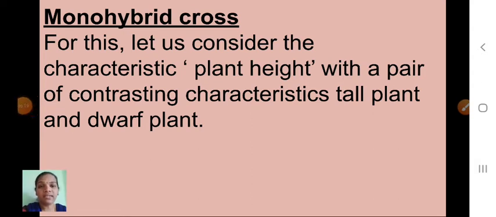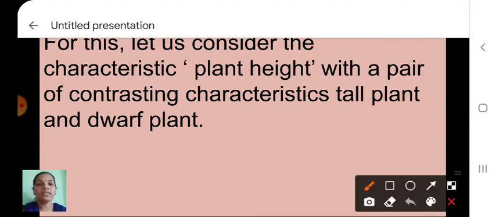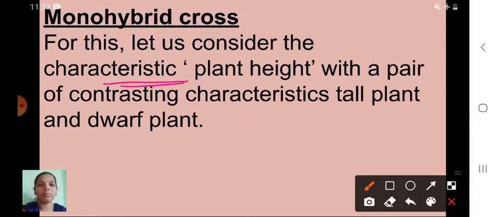So children, see here, now first I will discuss monohybrid cross. It is the cross between only one pair of contrasting characteristics. For this, let us consider the characteristic in your book, only one pair of contrasting characters, that is plant height.